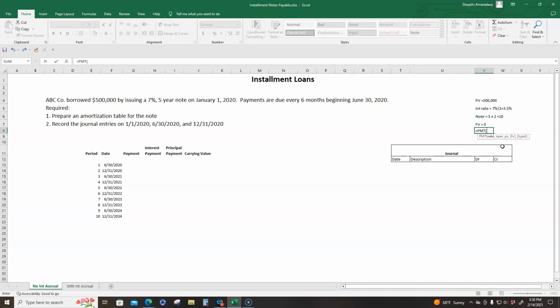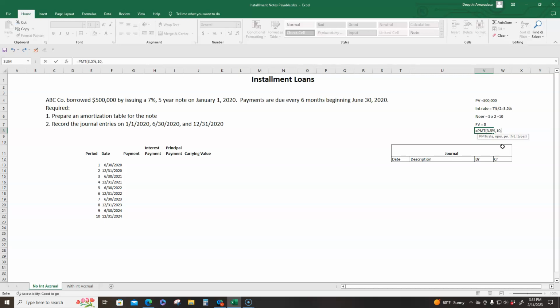So let's do that. We're going to open parentheses, and then it tells you the order that you're going to have to put these in. First, they want to know what the rate is. Well, we calculated that the rate was going to be 3.5%, and you do have to put the percent there. Then you have to put a comma. The next number is NPER, so that's the number of payments per period. I think I have a typo here. I said NOER, but it should be NPER, and that would be 10. Then, oops, that should be a comma.